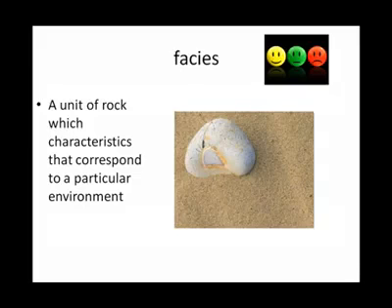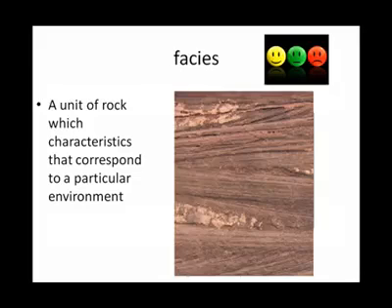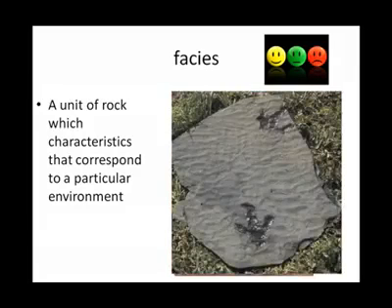Now the characteristics could be the size of the sediment, or it could be the rounding of the sediment. It could be whether you have cross-bedding. It could be whether you have ripple marks or fossils. All of these will tell you something about the environment in which the rock formed.